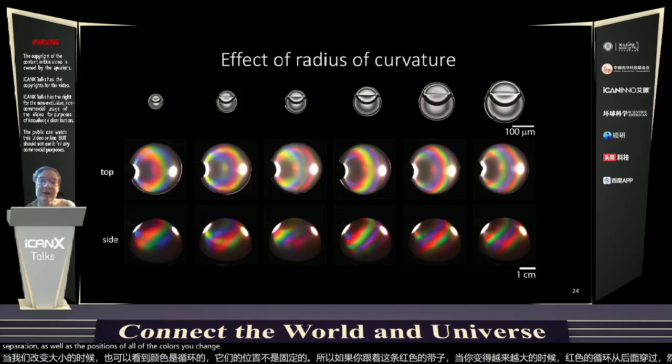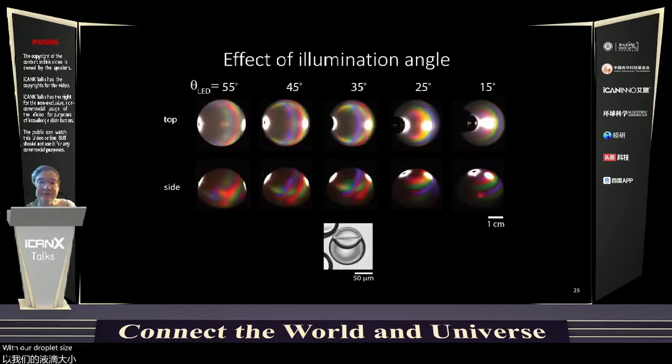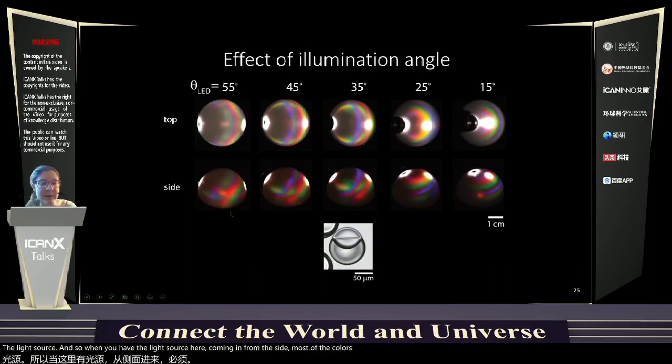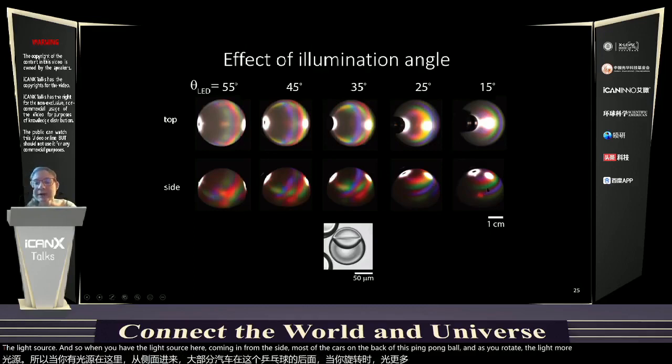And here's some pictures of illumination angle, and you'll see how the colors actually rotate around the light source. When you have the light source coming in from the side, most of the colors are on the back of this ping pong ball. And as you rotate the light more towards a vertical angle, they will become a ring shape closer to the light source.